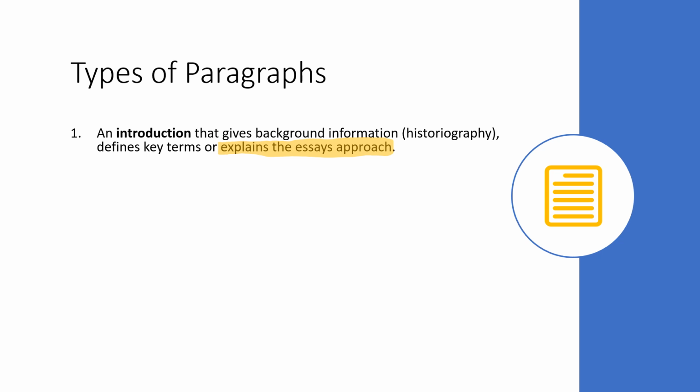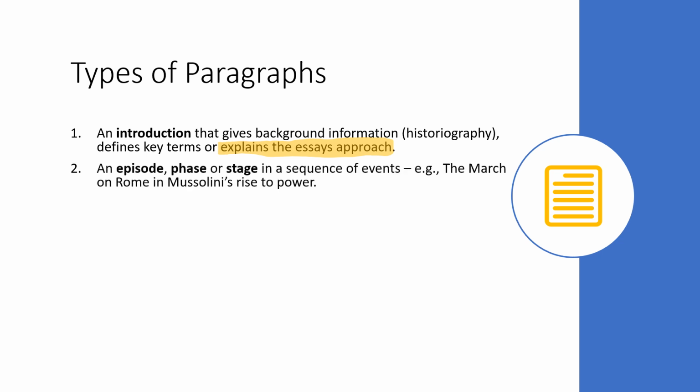Second type of paragraph, the one I'm going to suggest that we write almost all our paragraphs about, is we write about an episode, phase, or stage in a sequence of events. So if we're studying the characteristics of fascism in Italy, one episode, phase, or stage in that sequence of events is the March on Rome and Mussolini's rise to power. What's important to understand is we don't lump 2 or 3 events into one paragraph, because there should be one event in each paragraph, an episode, phase, or stage in a sequence of events.